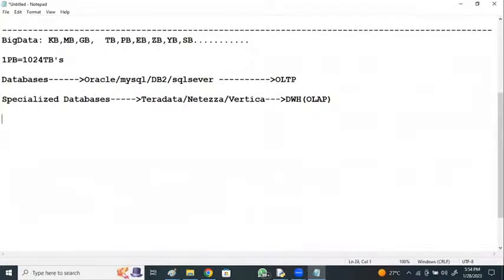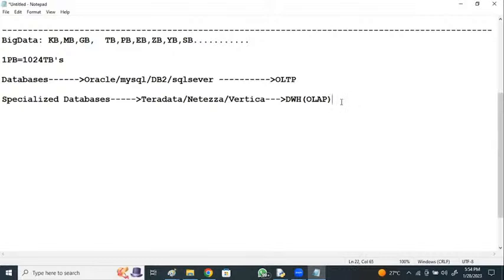Now, these databases and specialized databases can handle data only up to some extent: databases in GBs of data, specialized databases in TBs of data, right? But to handle petabytes of data, these databases cannot handle it, right?